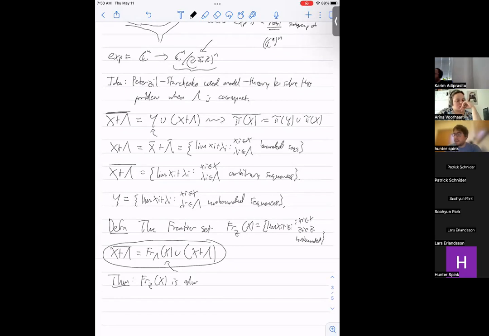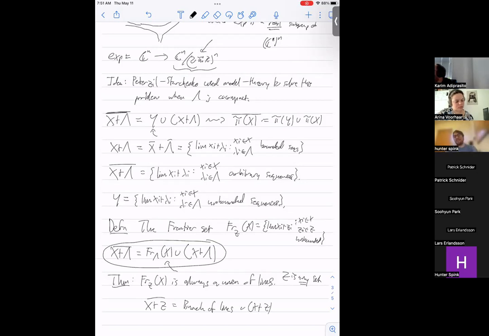that the frontier set is always a union of lines. So this is kind of surprising, because what it means is that in order to cover the closure of X plus Z, where Z is any set, literally any set, to cover the closure of X plus a set, it's a bunch of lines together with X plus Z.